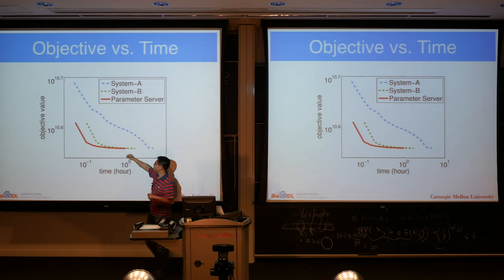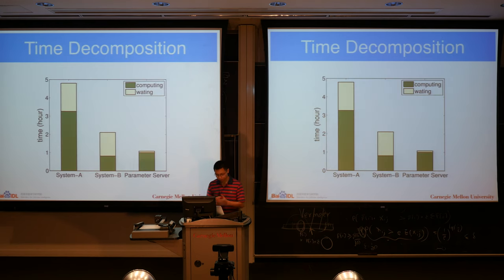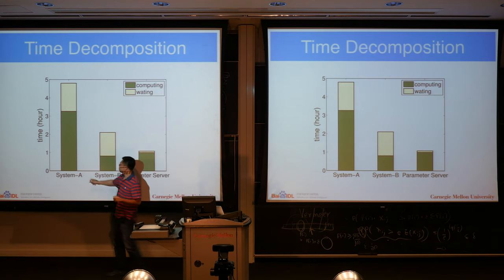The red line is almost the same algorithm, but with a relaxed consistency model, so you even save something. How do we get that? We can show the reason here: how much time you spend on computation and how much time you spend waiting for the network. For LBFGS, about 30% of the time is just waiting. I think it's a reasonable number because each iteration you send gigabytes of data and receive gigabytes of data, so it takes a while.